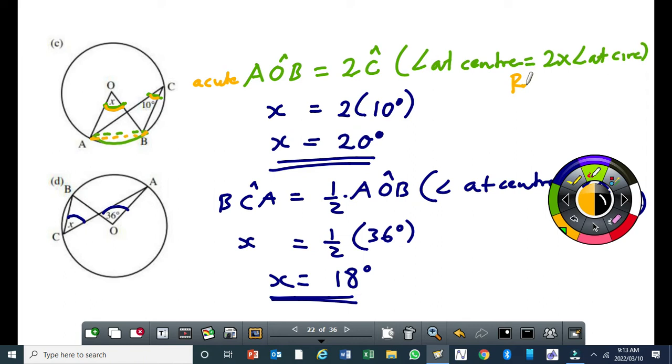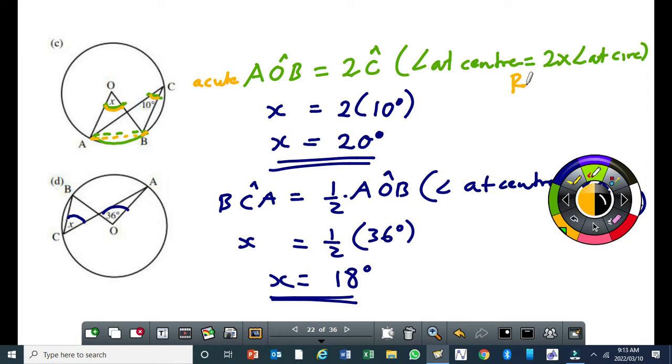Yes. So do we always have to specify acute AOC or acute AOB or reflex AOB? Okay. What I would suggest, this is the way that I will answer that. Be aware that when you've got a case like this, there are 2 angles at the center. There's a reflex, there's an acute.